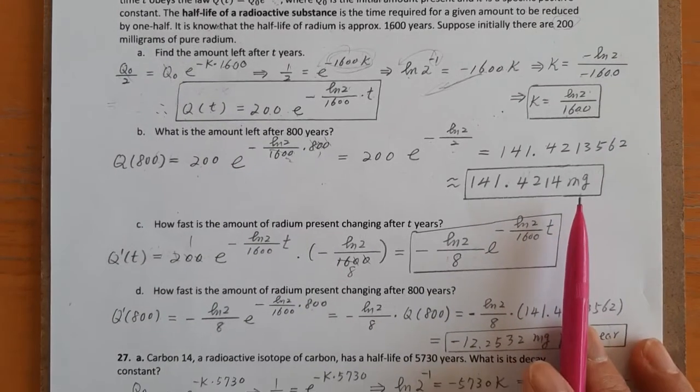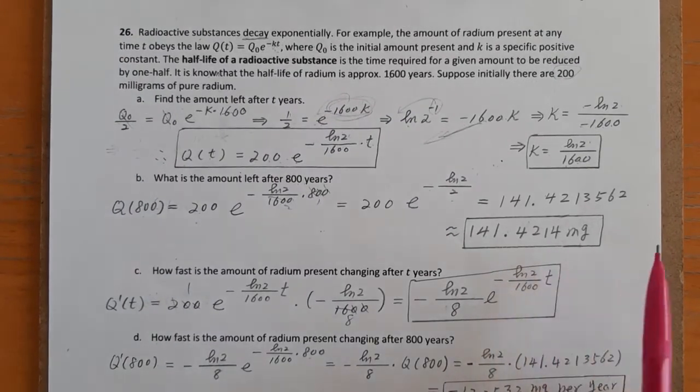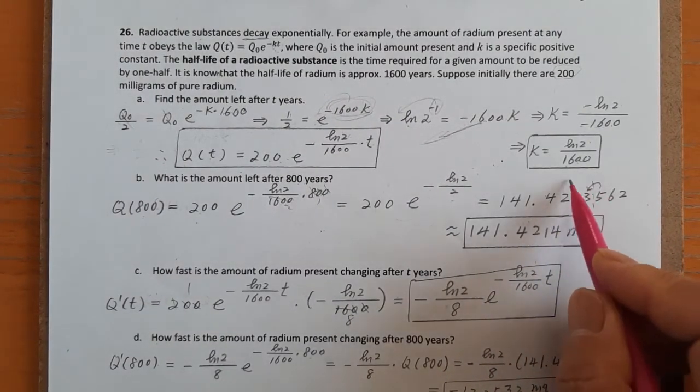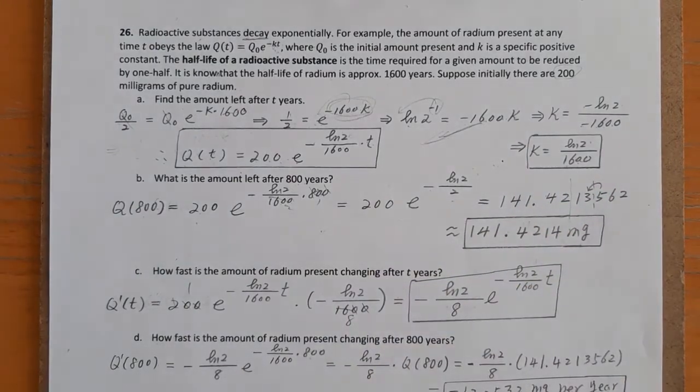And then here is the milligrams. You can round it to 4 decimal digits, or round it to 2 decimal digits. They are all correct.